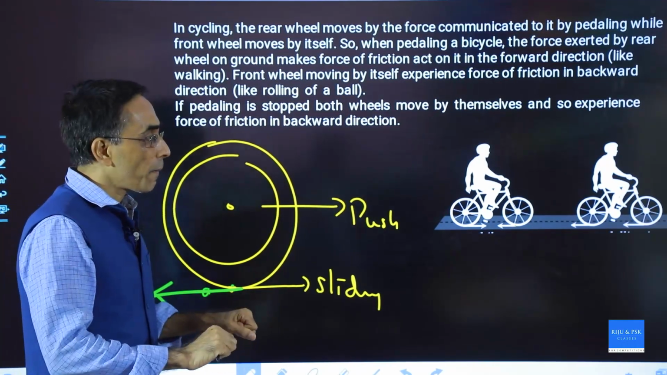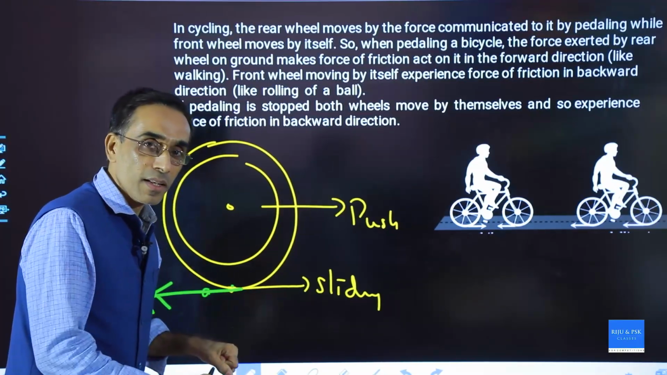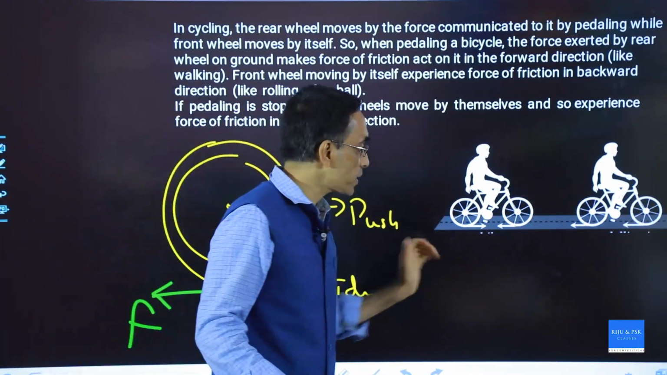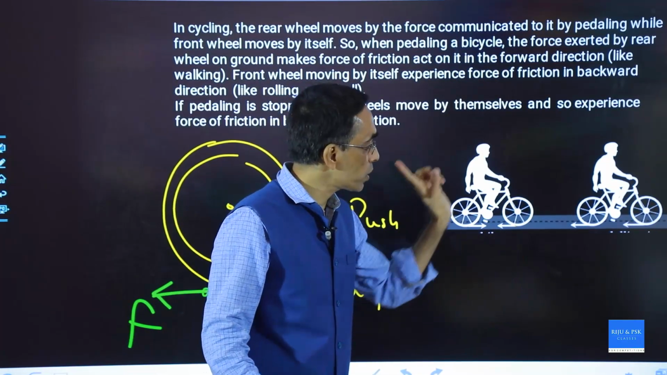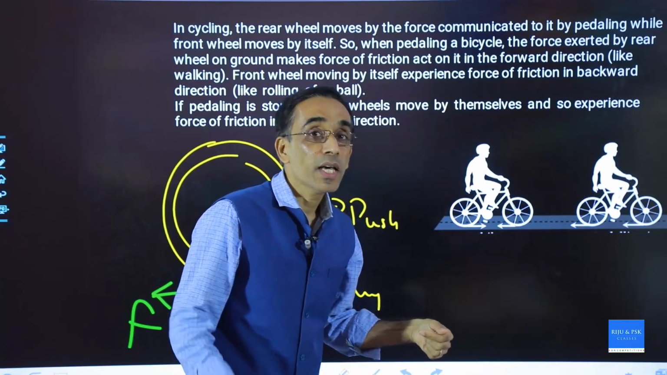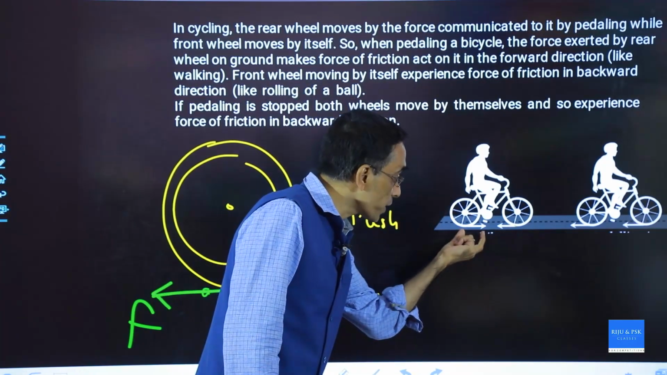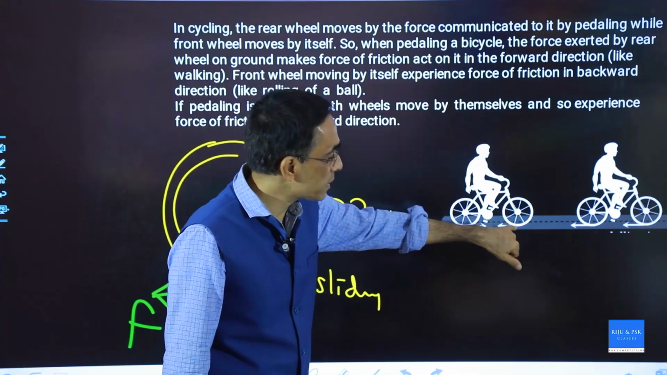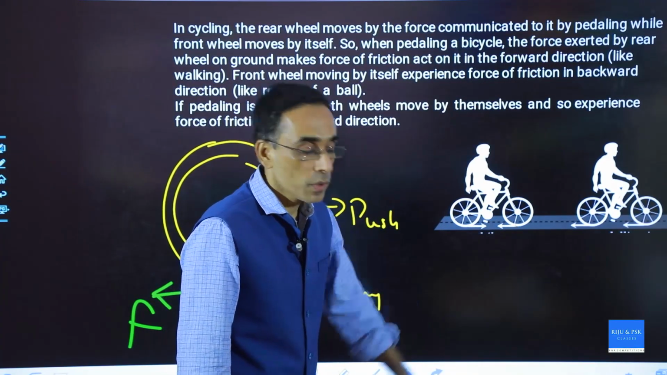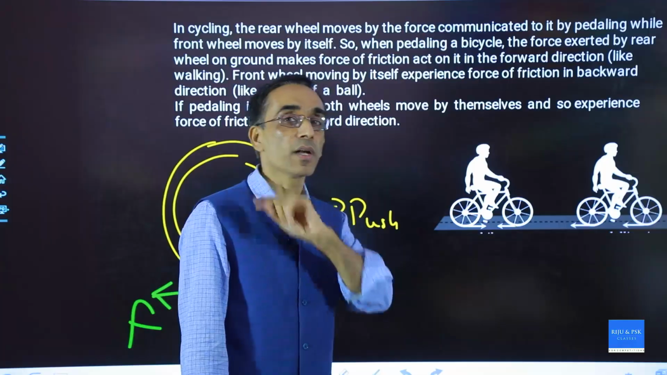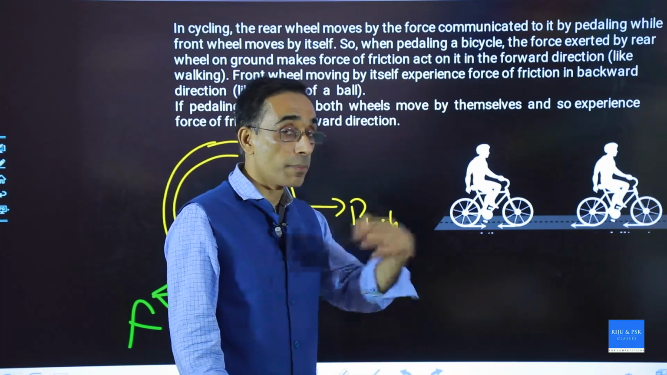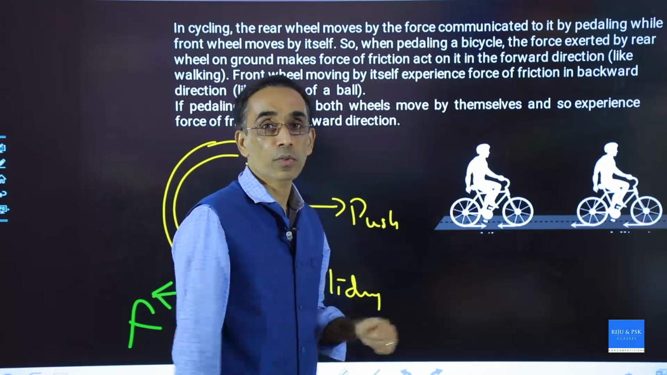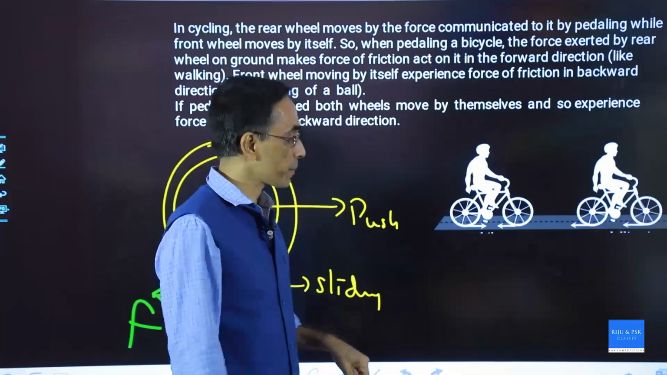So when you pedal a bicycle, friction on the rear wheel is in the forward direction and friction on the front wheel is in the backward direction. Which is moving a bicycle? The friction on the rear wheel is moving you forward. This is actually blocking you. So it's better to have a single wheel. Instead of bicycle, monocycle is always good. But balancing is a problem.